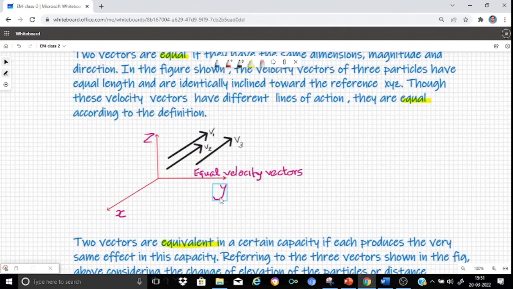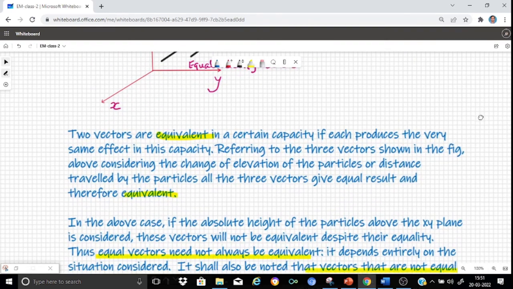Okay, so it means that after a particular time frame, if you calculate the absolute elevation of the three particles above the xy plane, you will find that all these elevations will be different. It does mean if we consider the absolute elevation as a parameter, or the so-called capacity, V1, V2 and V3 are not equivalent because they produce different elevations in a given time frame. So what does it mean? It does mean that a set of vectors can be equivalent or non-equivalent.